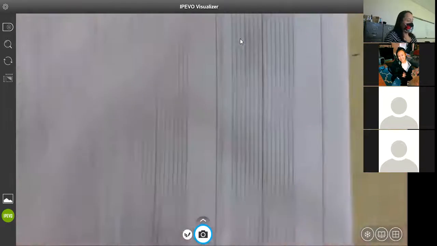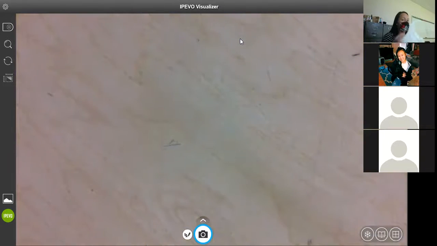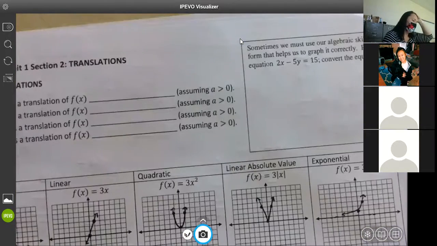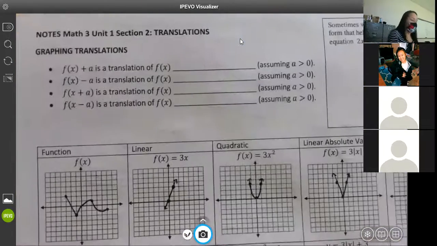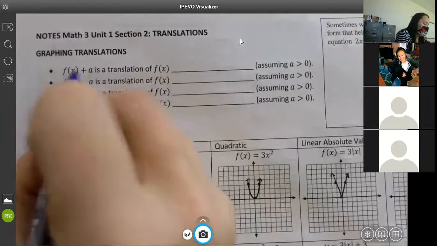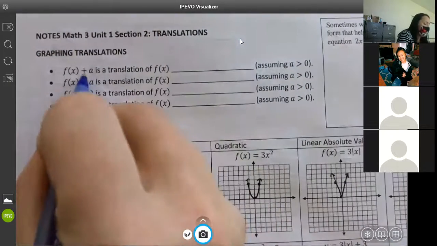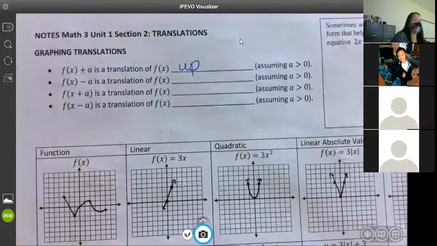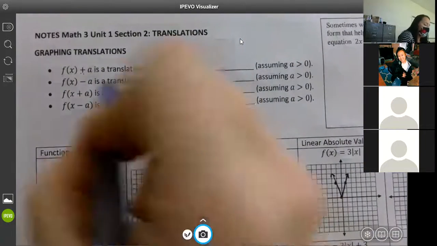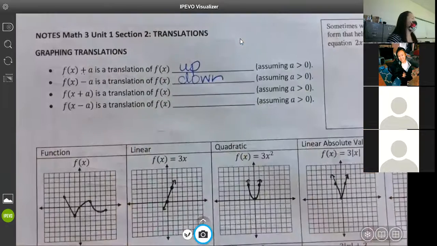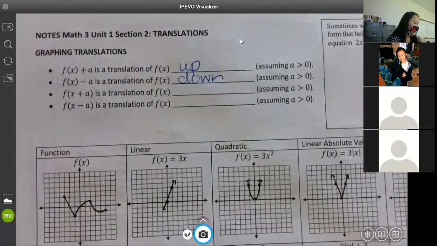All right, so to keep it kind of short, I'm going to go through this and explain to you really quickly what's going to happen, okay? So I'm going to write these up here, and this part looks like a lot, but it goes really fast. So f of x plus a, we're adding a to the end. Adding a to the end moves the function up. Subtracting a to the end moves the function down. And I'm going to show you.